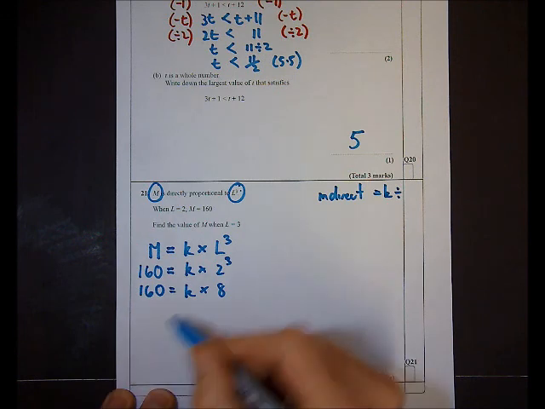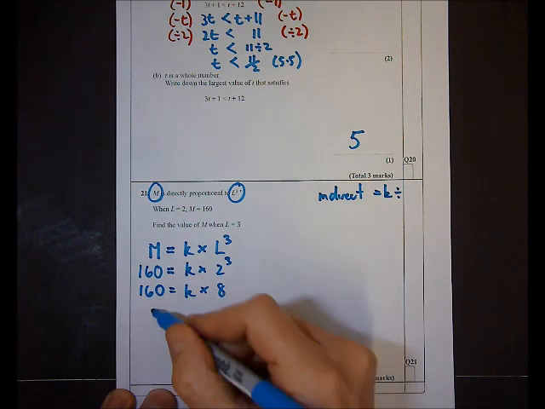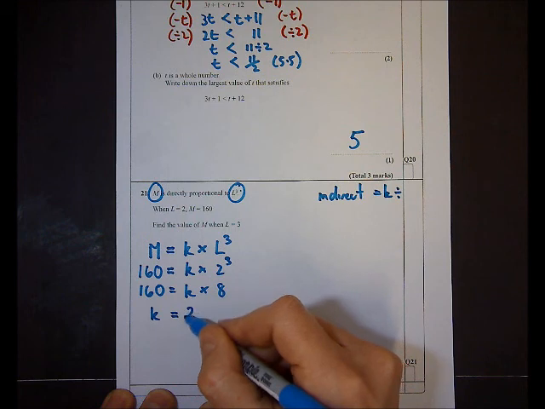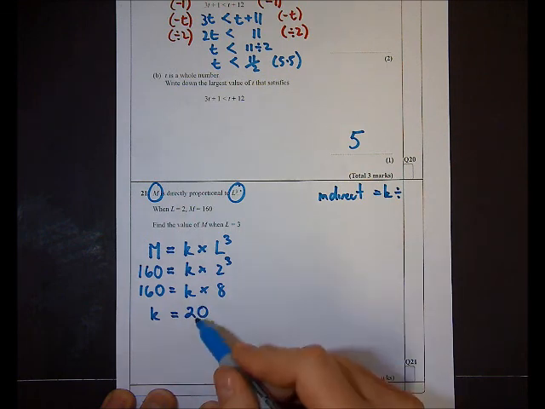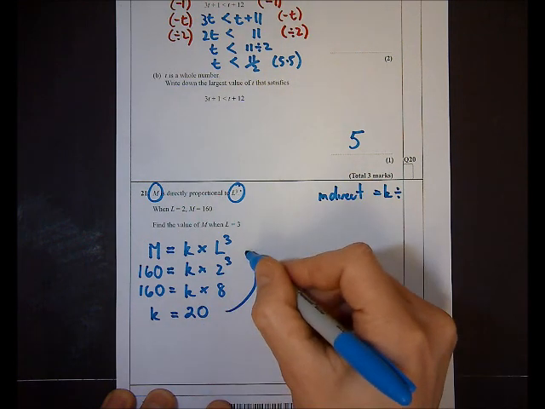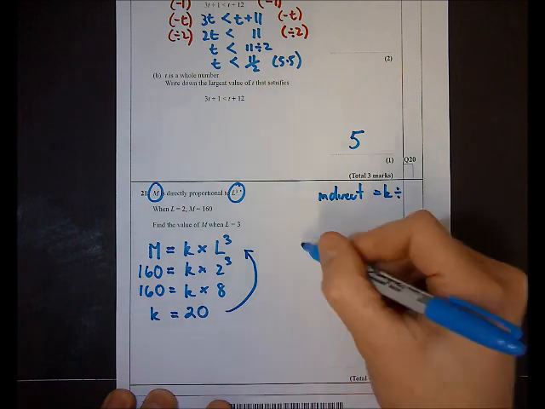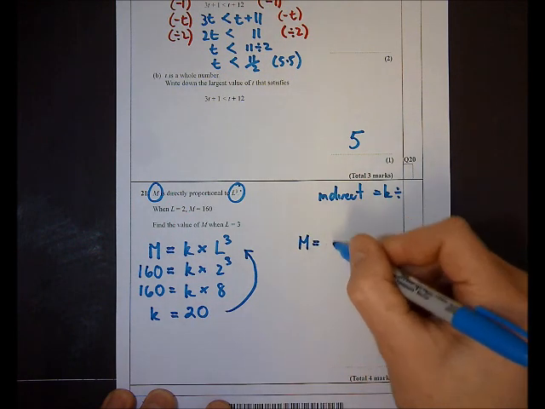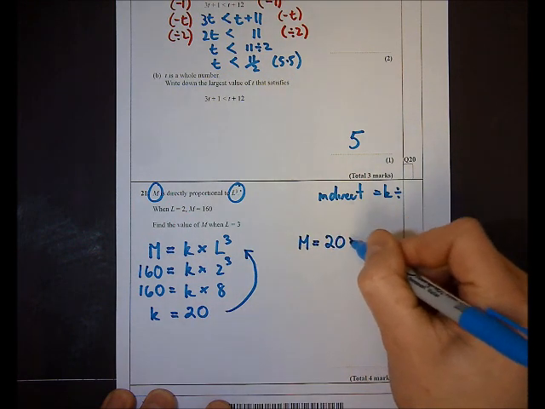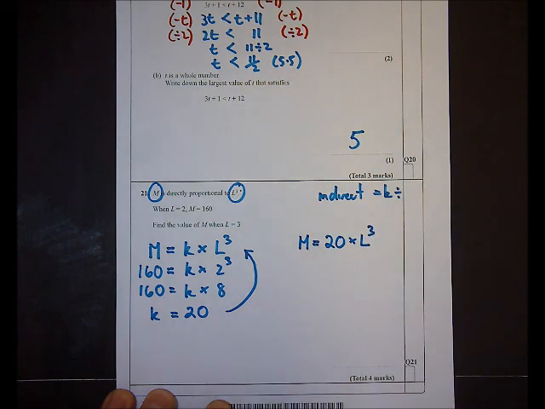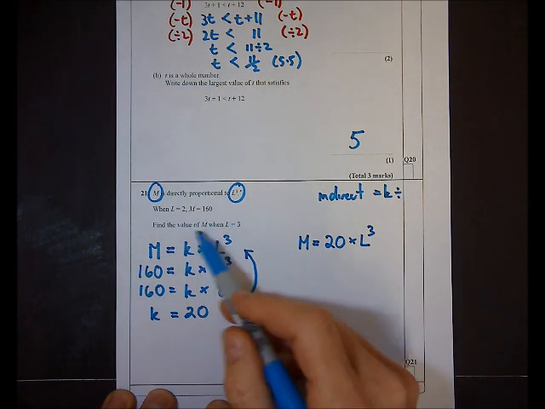In which case k must be 160 divided by 8, which means that k is 20. And I can now take that number and put it back into that equation there. And therefore m equals 20 times by L cubed. I'm then told to find the value of m when L is 3.